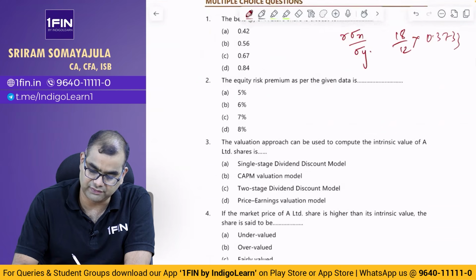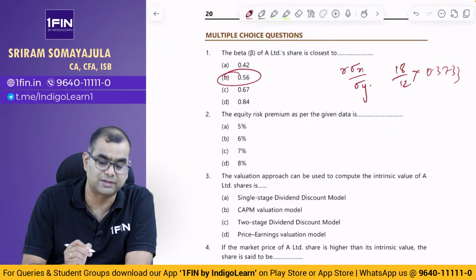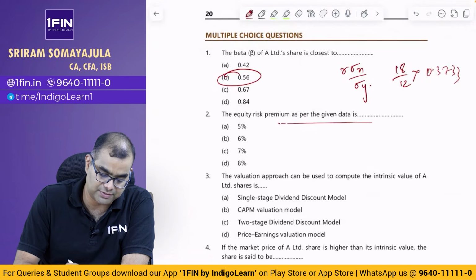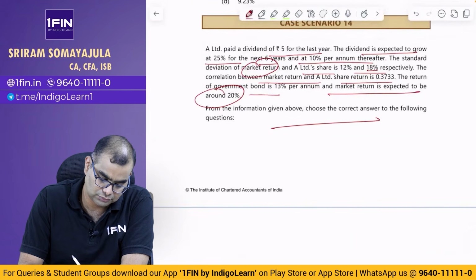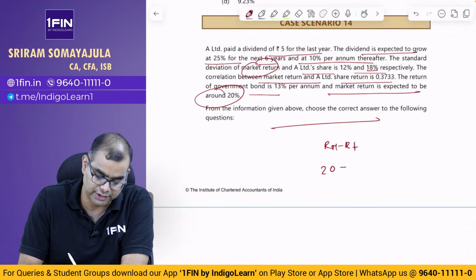0.55995. 0.559 rounds to 0.56, so this is the answer. Next, what is the equity risk premium as per the given data? What is the equity risk premium? It is the return of the market minus the risk-free rate. Market return is 20%. Risk-free rate is how much? 13%. So it is 7%.